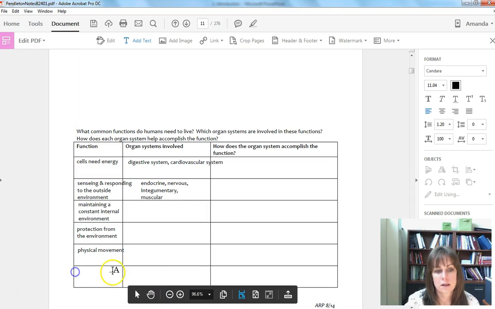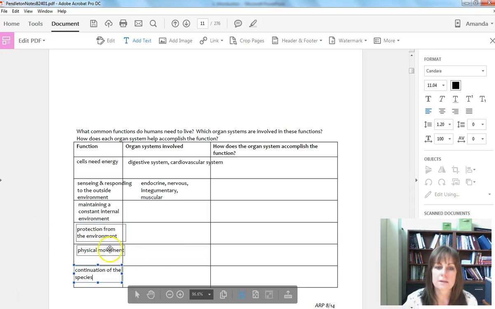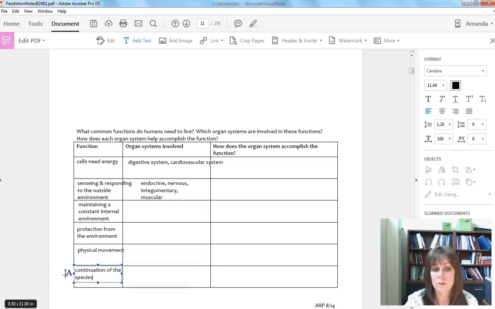And then the last one is going to be continuation of the species. I may not need that to live as an individual, but if we're going to live as a population of humans, then we definitely need continuation of the species. So this is just an exercise for you to go through and think about what are some of the systems that might fit in each of these categories, okay? Just a self-test. And again, feel free, if you're uncertain, to email your instructor to see, do I really understand this?